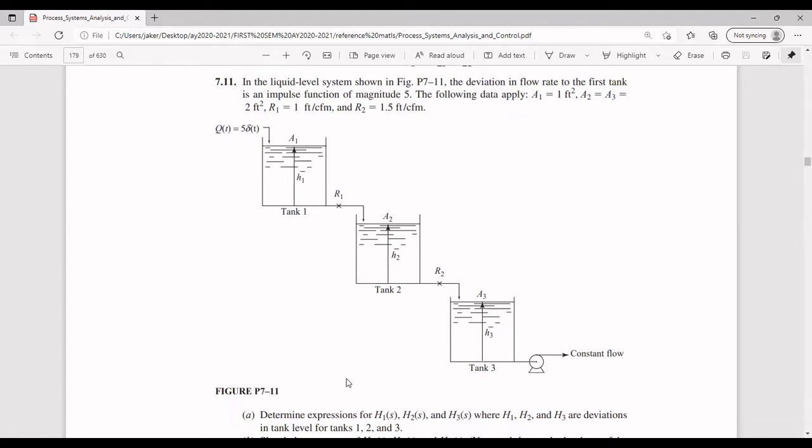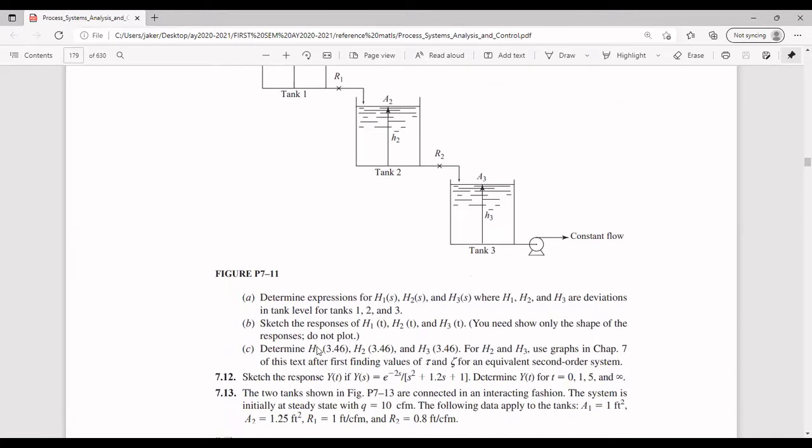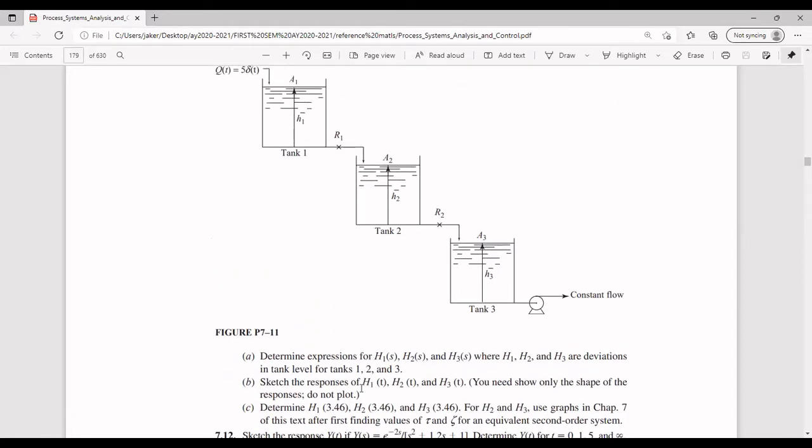So we don't have a through and through identical system. Now, our linear resistances are only for tanks 1 and 2 because the outflow on the third tank is constant. So it's regulated by this pump. So it's a constant. Now, in this problem, you are asked to determine the 3 expressions, H1 of s, H2 of s, H3 of s. And we have H1, H2, and H3 as deviations in the tank levels for these same tanks.